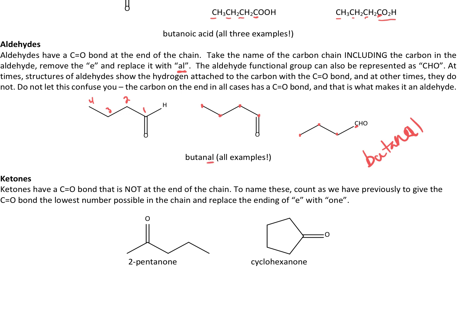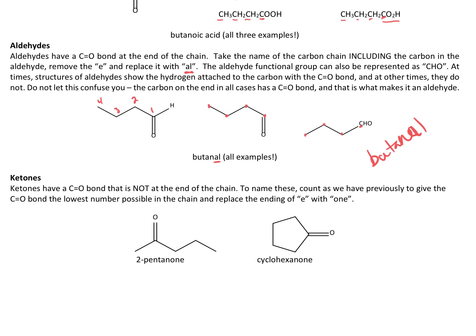If you remember, alcohols end with OL, so that would be butanol. So I overpronounced the A so that we know what we're talking about, butanal. And that's just 4 carbons, and the end of that chain has a C-double-O bond. We don't have to tell people that the C-double-O bond is at the end, because by definition, aldehydes have a C-double-O bond at the end. Okay, so we don't have to worry about that too much.